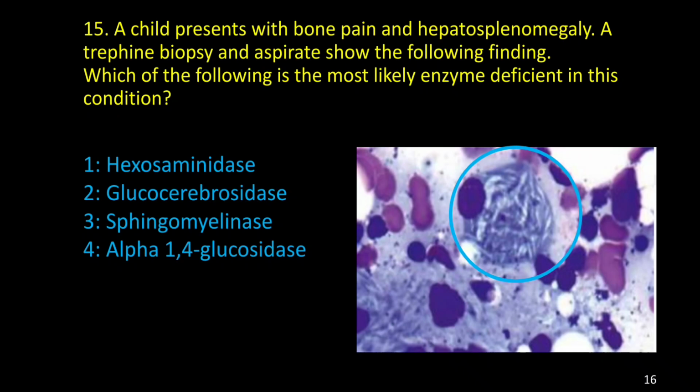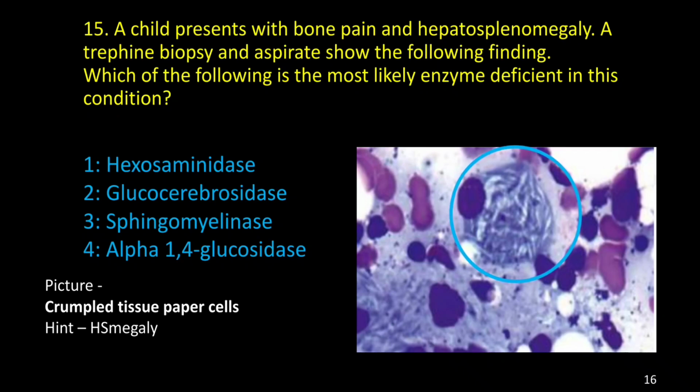In this picture, the crumpled tissue paper cell is the typical hint for this question. So crumpled tissue paper cells are seen in this histological picture, and that gives the idea about the question. A child presents with bone pain, hepatosplenomegaly, and a biopsy and aspirate show the following finding. Which of the following is the most likely enzyme deficiency in this condition? The only hint given is hepatosplenomegaly. We have also seen that Gaucher's disease is related with hepatosplenomegaly, and for Gaucher's disease you have to remember the crumpled tissue paper cell.